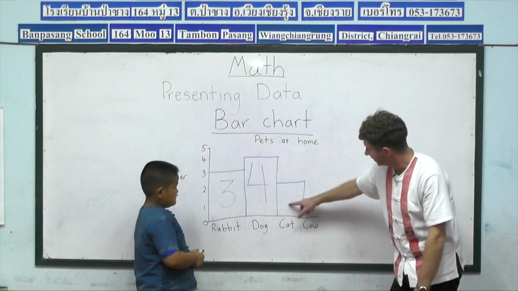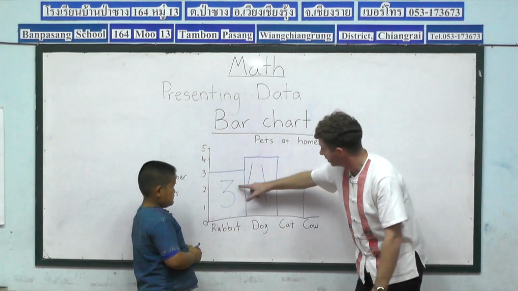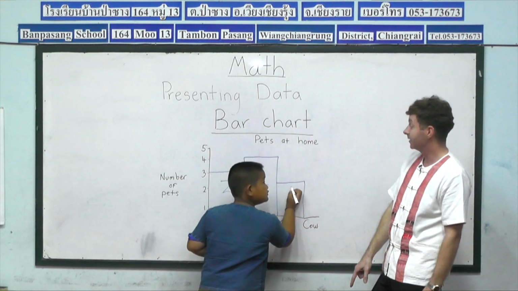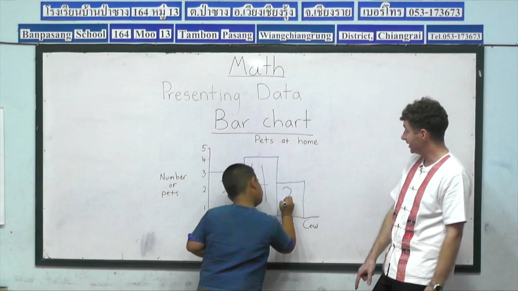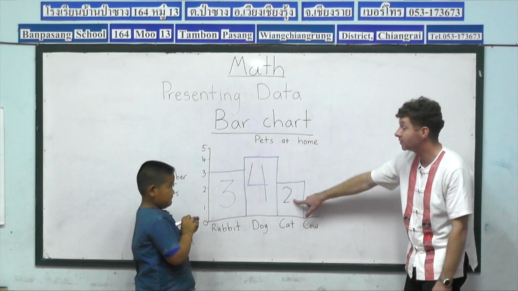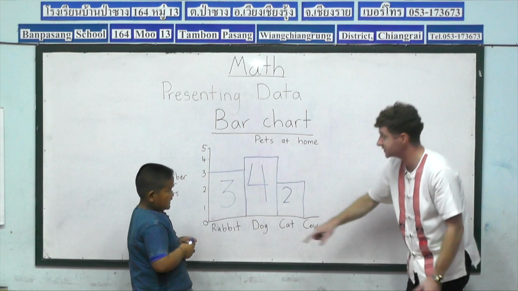We start here, it goes up to here. And then, if we look across, how many cats do we have? Yes, please do. Net, that's excellent. How many cats? 2. We can say 2 cats.